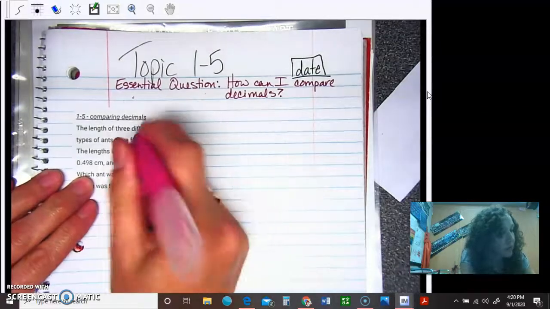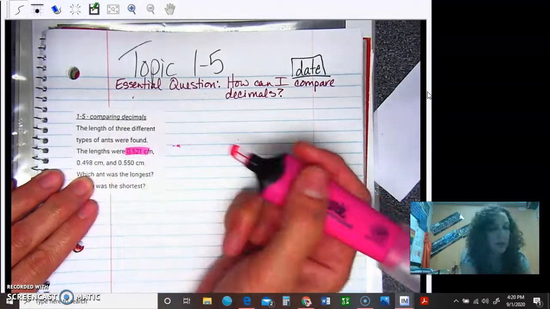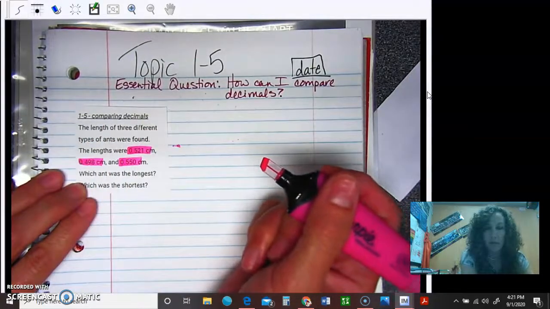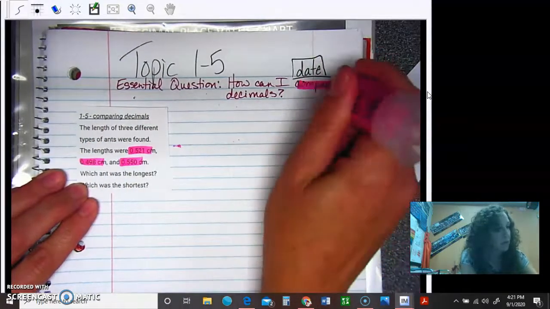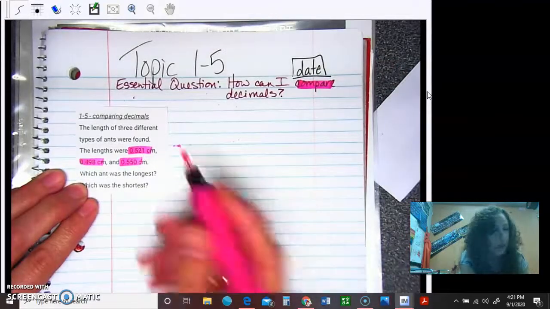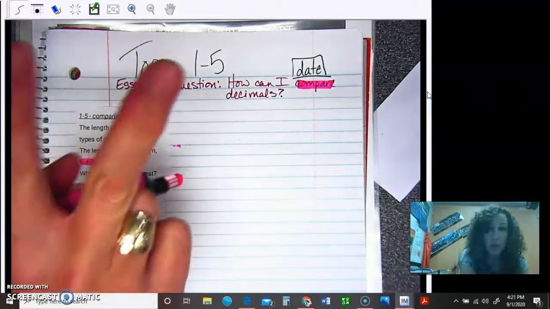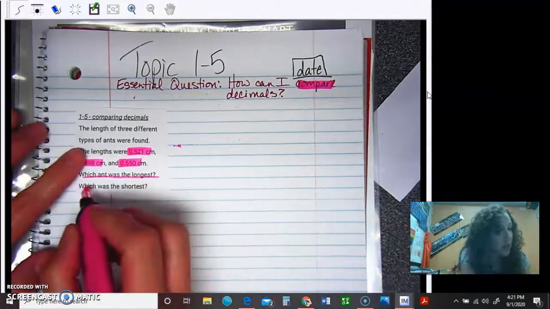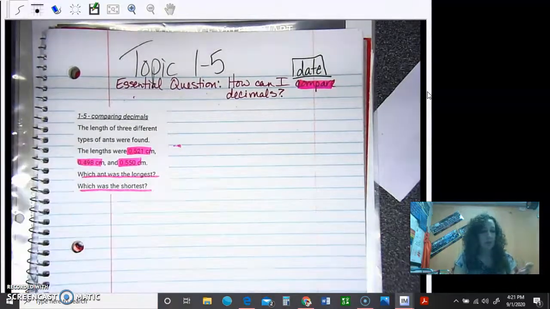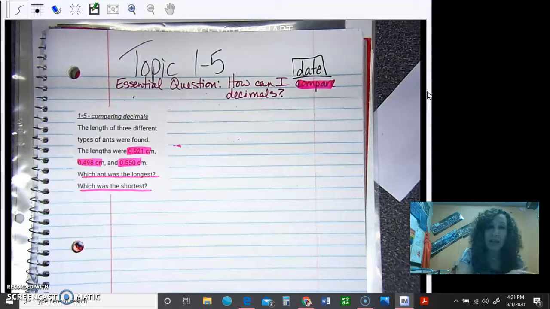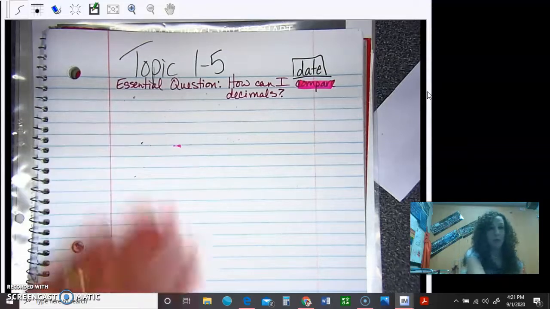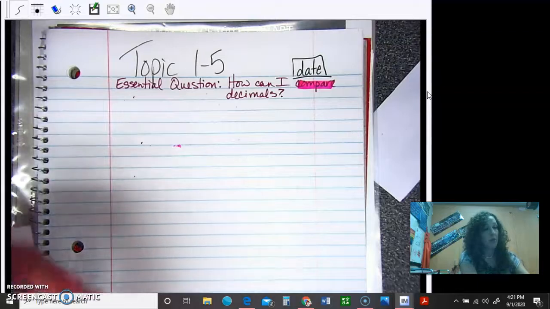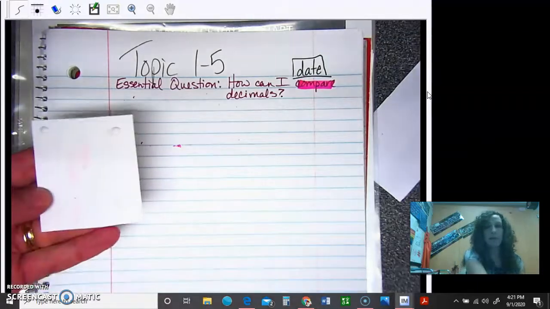So we've got this length here, we've got this length here, and this length here. Okay, so this is what we are comparing. But we have 2 questions we need to answer. We need to know which one's the longest and which one's the shortest. We have analyzed it, remember, from our power words, right? We're analyzing. I'm just going to glue it down. This is what you would do if you were in class with me.